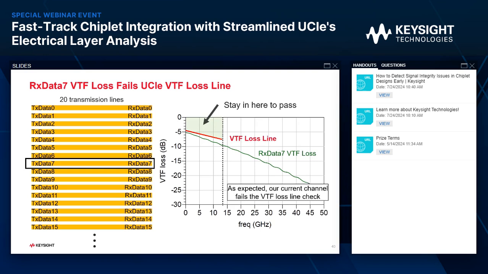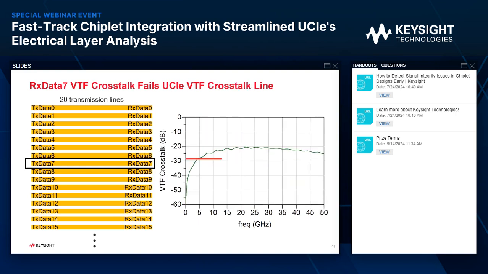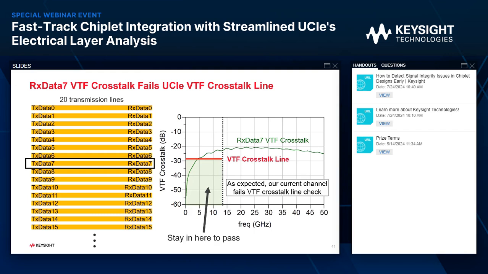Our current channel is not passing the loss line check because we have a lot of frequency-dependent loss, the rise time degradation. Now we also expect our channel to fail the crosstalk test. Let's see. Here's the crosstalk test. We want to stay below the VTF crosstalk line, which is right here. That's our data. We need to stay in here, and very clearly we're not. So as we expected, our current channel fails the crosstalk line check as well.